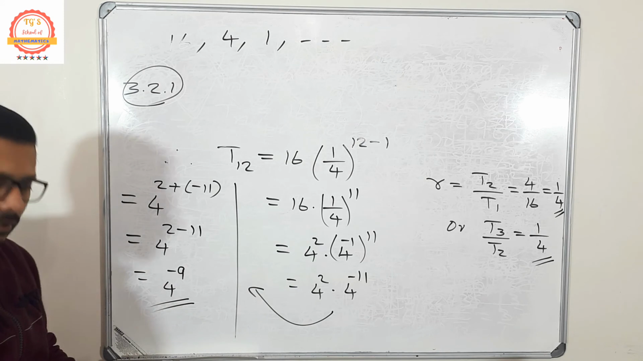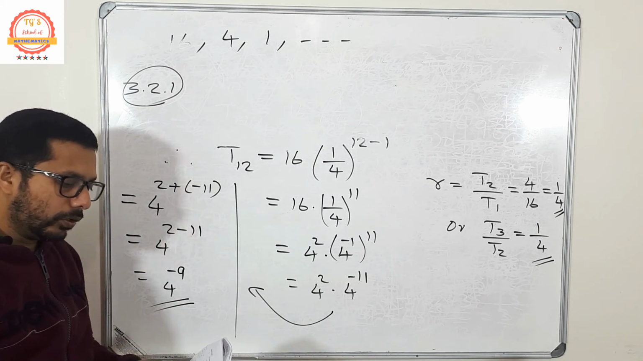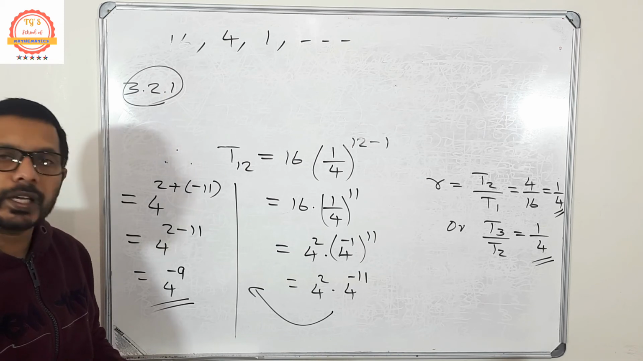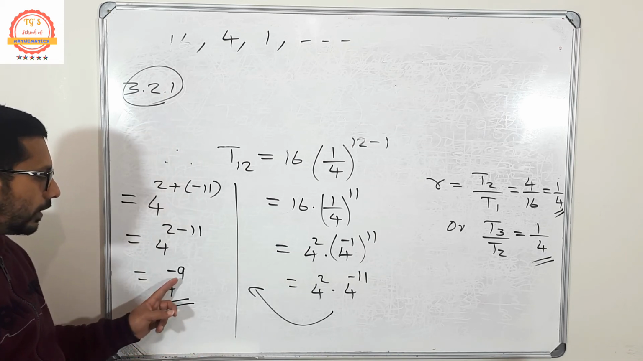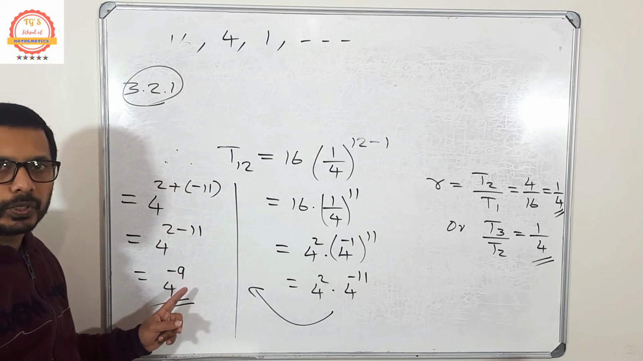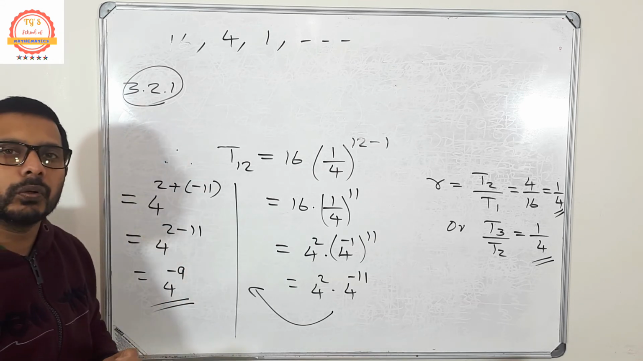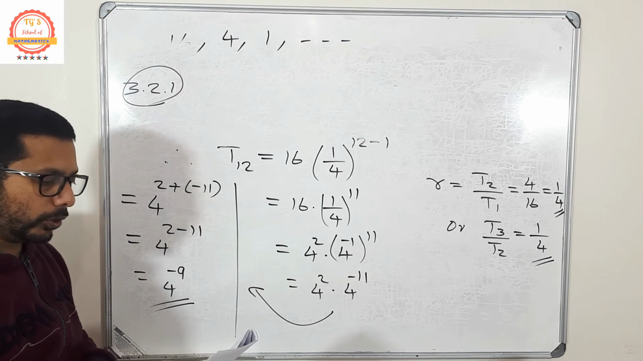Now look at the question once more. Calculate the value of the 12th term. Leave your answer in simplified exponential form. So here you can see that this is an exponential form. Okay, so that is question number 3.2.1. Now let's go to the next question, 3.2.2.